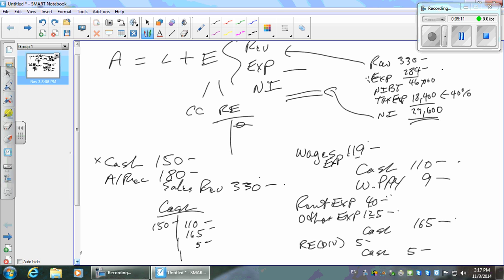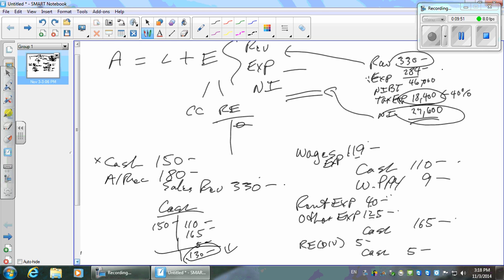I pick them all up. 130. Yeah, 130. Okay. Net credit of 130 when you add them all up. So reduction of cash of 130 was the first answer. Okay? Decrease in cash. Make sense? Just your debits and your credits. Okay. And what's total revenues? 330, right? What's tax expense? 18,400. What's your net income? 27,600. And then it asks for ending retained earnings.